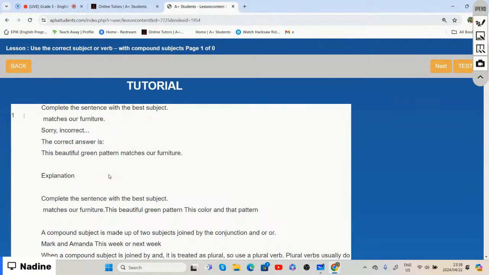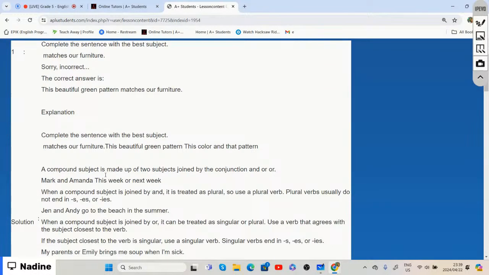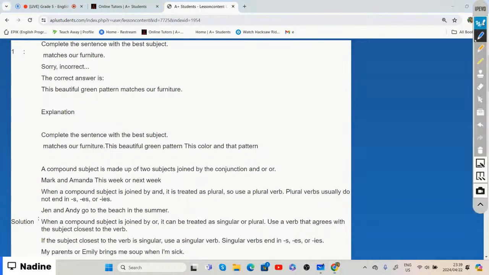But now when we're talking about a compound subject, right? A compound subject is made up of two subjects. It's like two people, two animals, things, or so on. So two of them, right? So a compound subject is made up of two subjects that are joined by a conjunction. And a conjunction can be either and or or, right? So for example, Mark and Amanda, right?